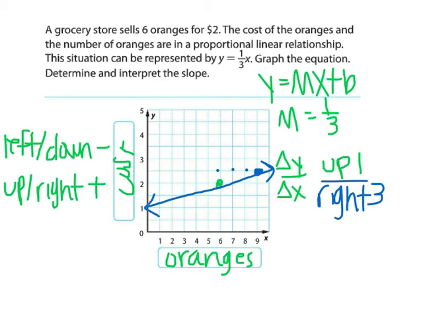And what that's saying is we want to know what the slope means. So that's saying 1/3. So that would be 33 cents per orange.